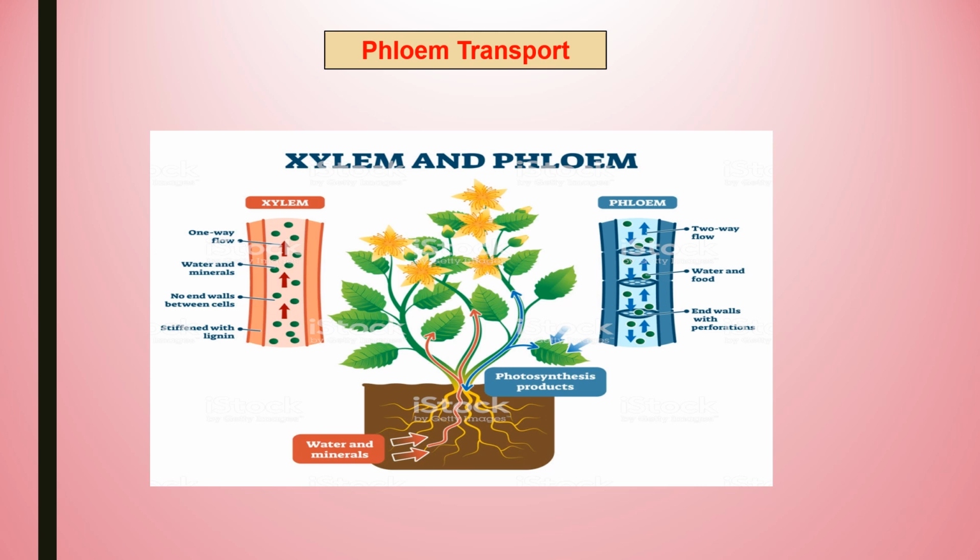Next is xylem. You see the xylem in the pink color diagram. It is only unidirectional, upward directional. No cell end wall is present. Here the water is moving upward only. That is called unidirectional. Phloem is bidirectional. Xylem is unidirectional. This is phloem transport.